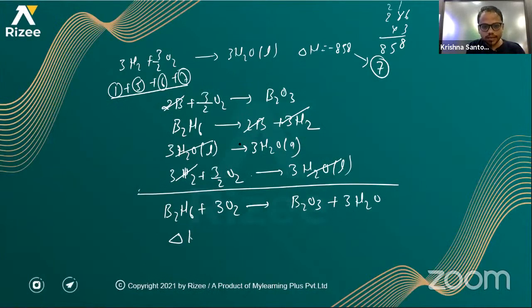So the first one is minus 1273. Next, the fifth one is how much? Minus 36. The sixth one is plus 132. And this one is minus 858. So adding all those numbers, you will get the answer here.